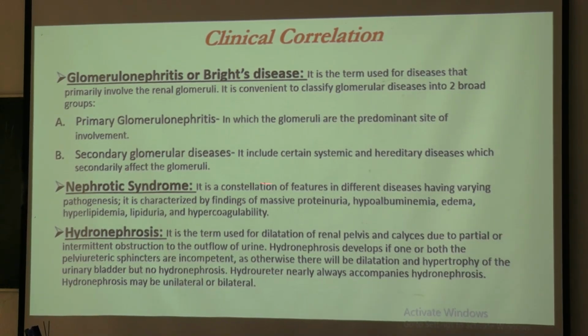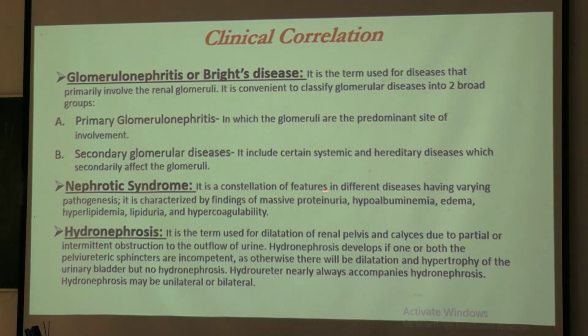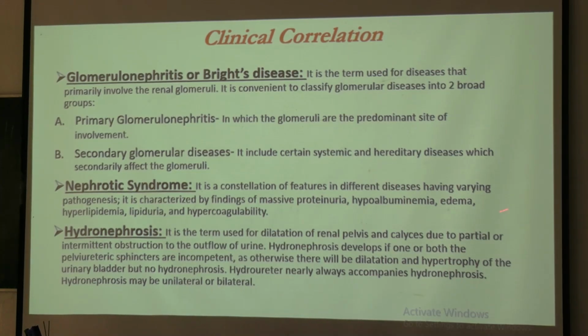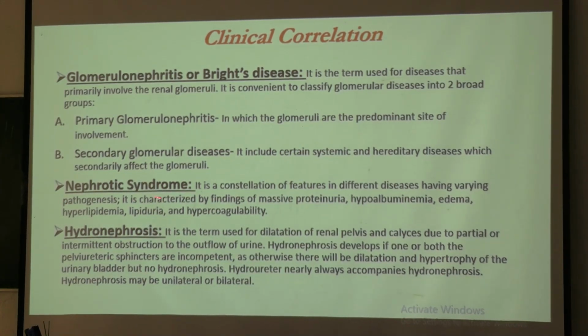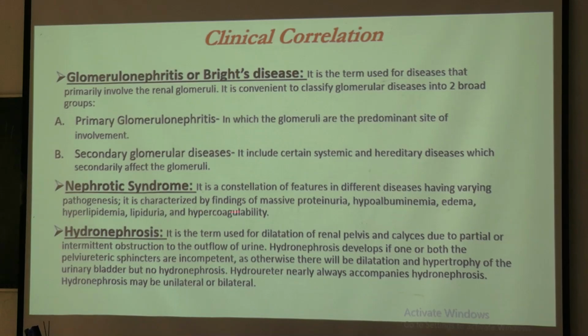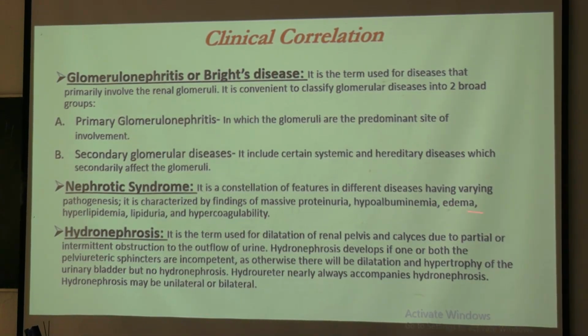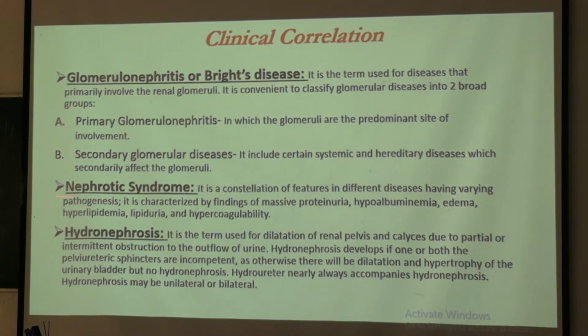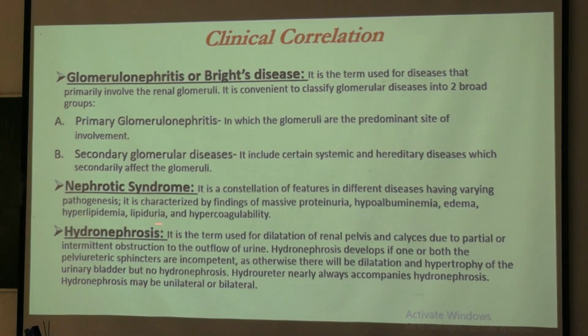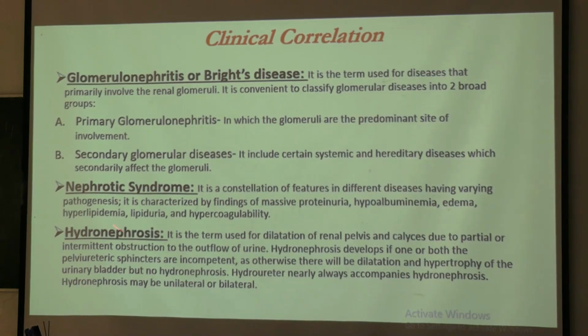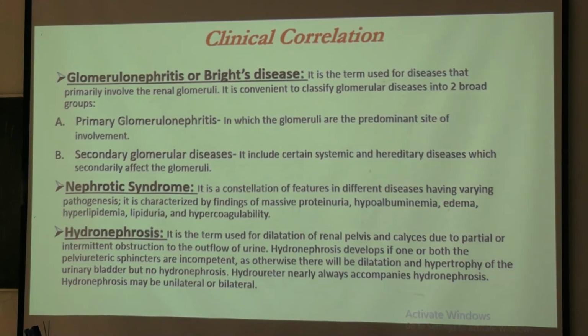Nephrotic syndrome, it is a constellation of features in different diseases having varying pathogenesis. It is characterized by findings of massive proteinuria, hypoalbuminemia, less albumin in blood, edema, hyperlipidemia, lipiduria, and hypercoagulability. So these are the features of nephrotic syndrome.